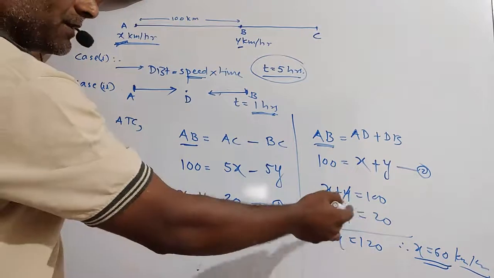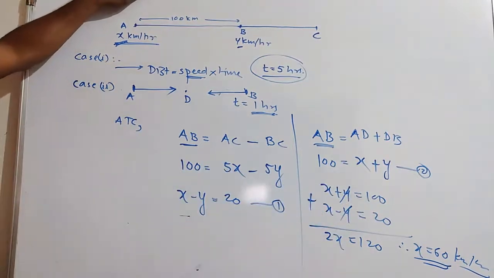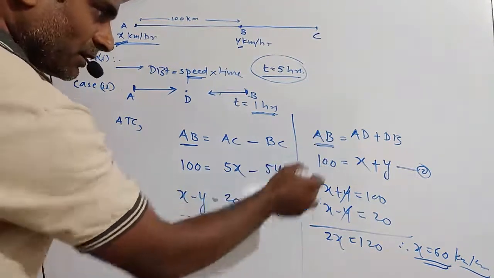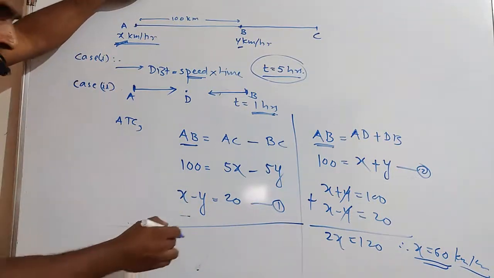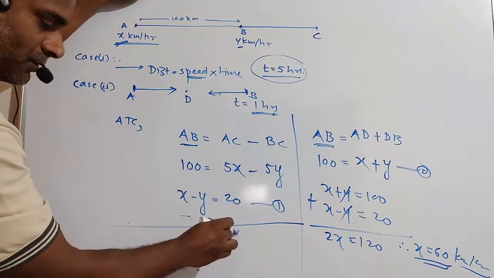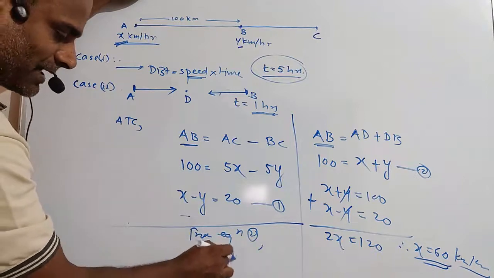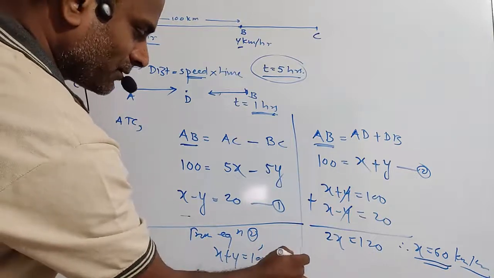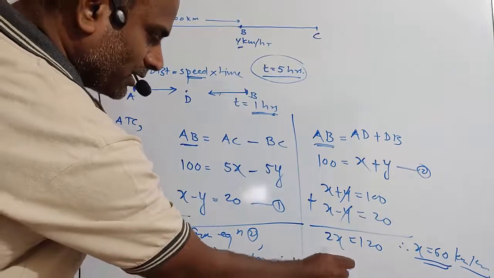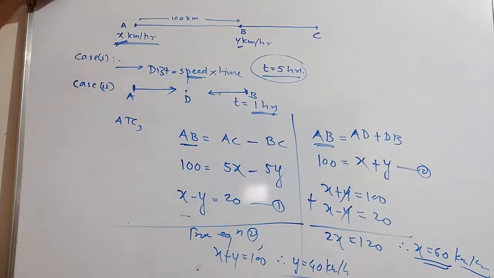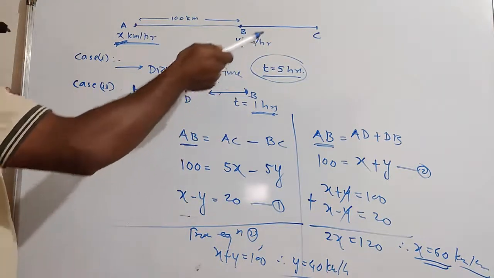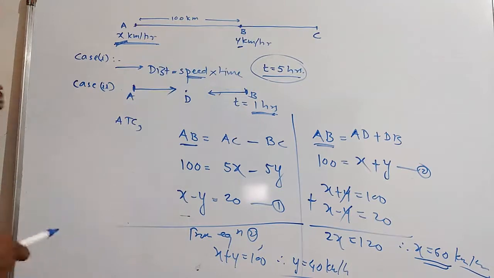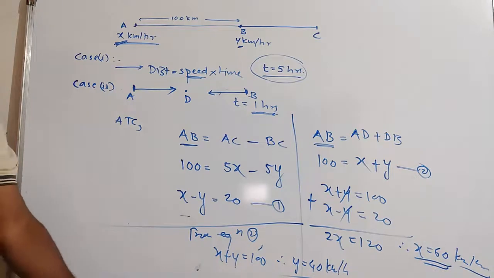This value of 60, substitute in any of the equations. So from equation 2, x plus y is equal to 100, x is equal to 60, so y will be equal to 40 kilometer per hour. So here the speed of car B will be 40 kilometer per hour and the speed of car A will be 60 kilometer per hour.